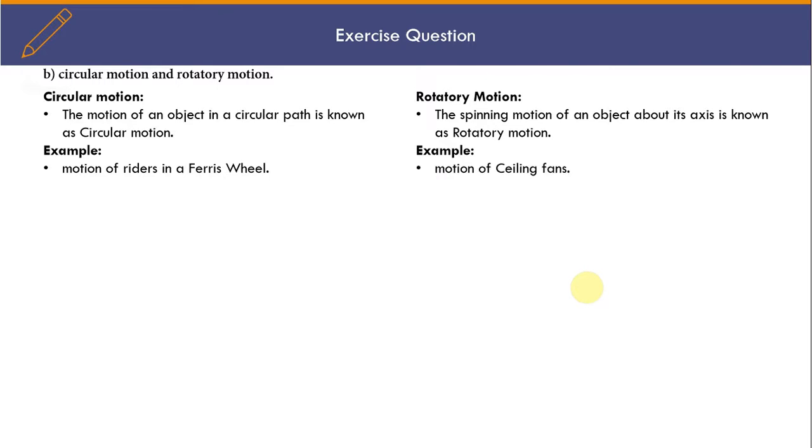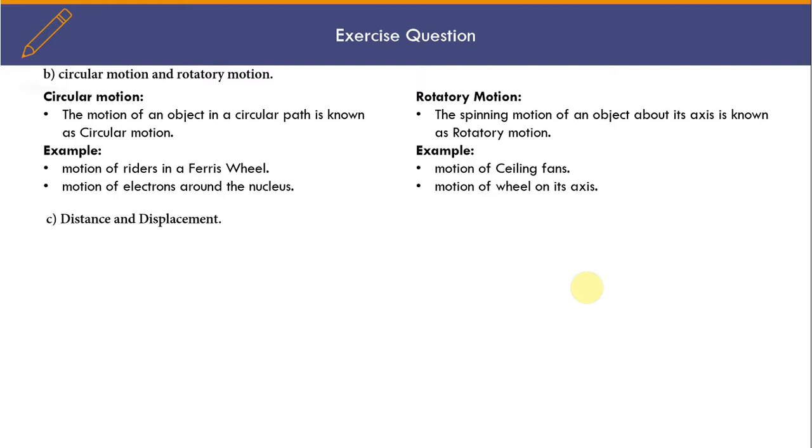Example है इसकी: motion of riders in a Ferris wheel is a circular motion, और motion of a ceiling fan is a rotatory motion. और motion of electrons भी circular motion है और motion of a wheel जो है वो rotatory motion है. C है distance and displacement.